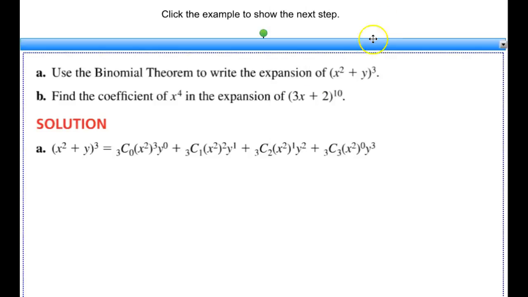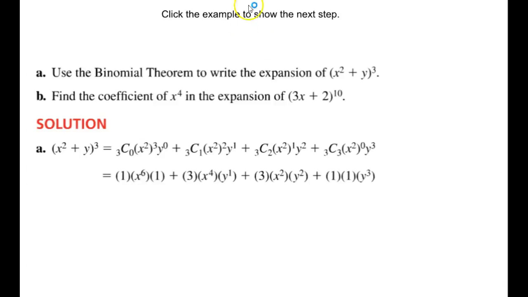Oh, and my calculator died. So all of these numbers, let me just underline them. These numbers right here are found by using your combinations. These are your combinations, right? And so we can put these into our calculator and find those values. So then from there I just simplified my exponents. We know that anything to the 0 is 1, so that's where these extra ones come from.